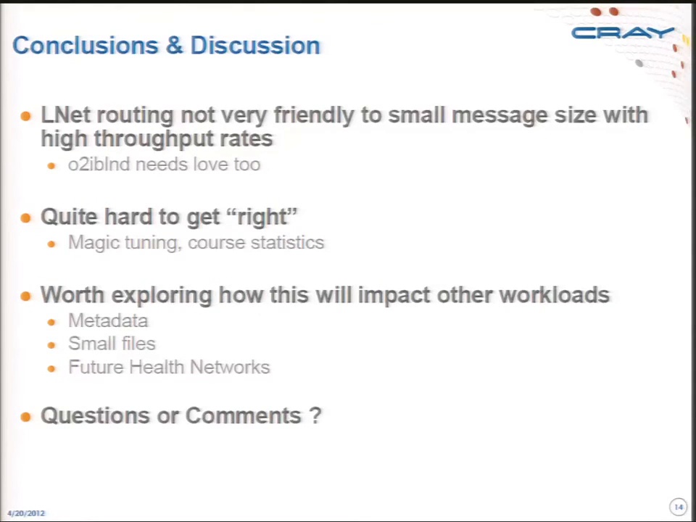So, conclusions. LNET routing is not very friendly to small messages, especially trying to saturate a small number of links with small messages. I think it's a combination of both LNET and the LND layers need to work better together to improve this message flow. And I think it's going to be important for us to get this right, especially, we think, for metadata loads, extreme metadata loads, exascale, any sort of small file I/O, especially under 4K, because it hits that small router buffer.